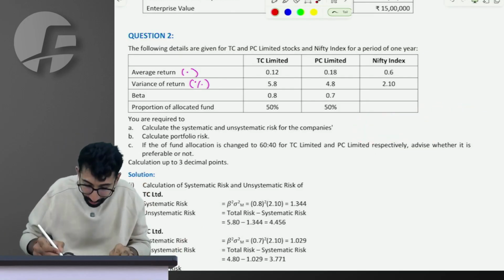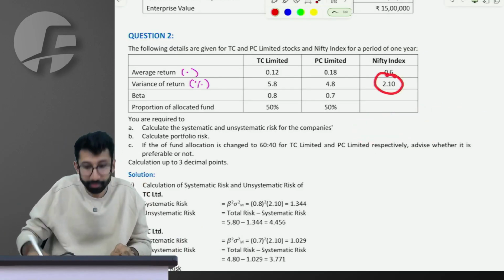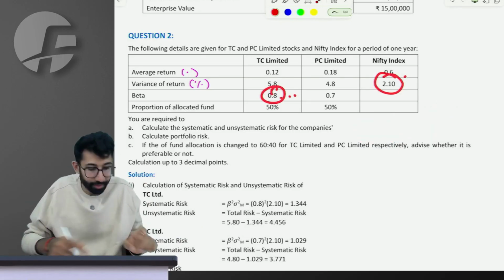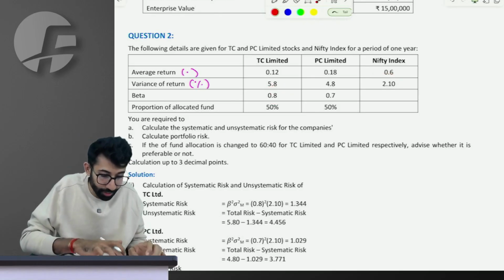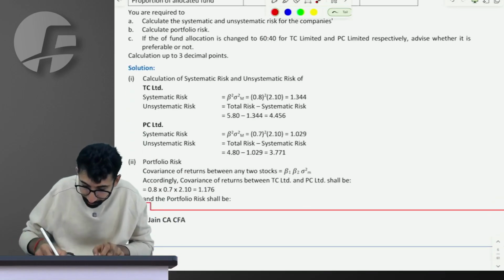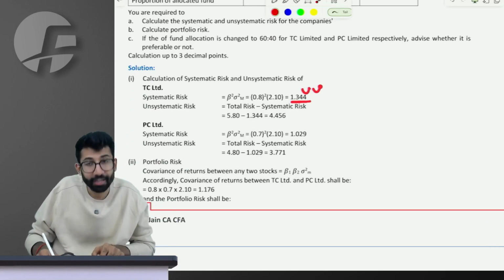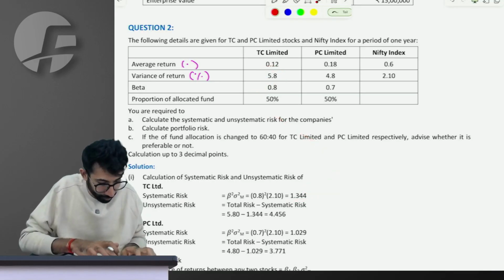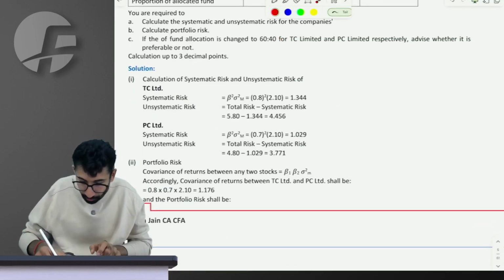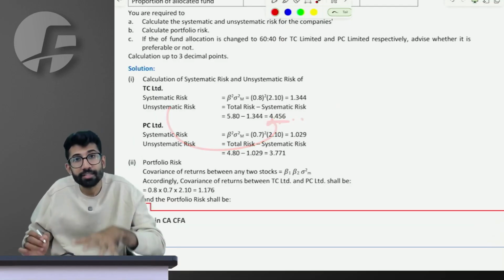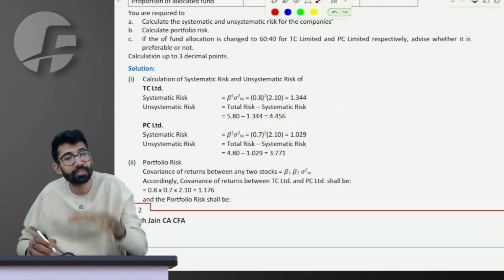Risk of the market is 2.1, which is already squared. Beta is 0.8, so 0.8 will have to be squared. Beta squared into 2.1 gives me 1.344 as the systematic risk. So from the total variance, if you deduct systematic from 5.8, you get 4.456 as unsystematic variance. This is the institute's suggested solution.